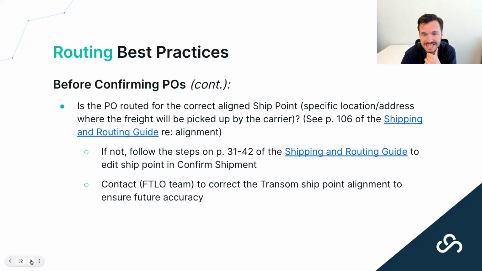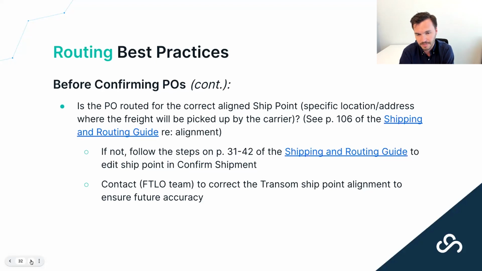Before confirming the POs again, we've got a little bit more here under the same heading: is the PO routed for the correct aligned ship point, right? So this is if you're shipping collect, is that ship point the right one? And then page 106 of the shipping and routing guide is helpful for talking about that alignment. Same steps on editing the ship point before the confirmed shipment in the shipping and routing guide there.